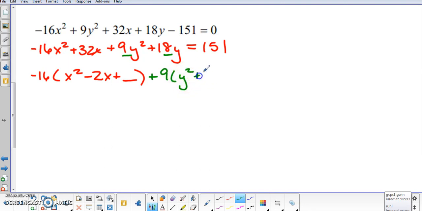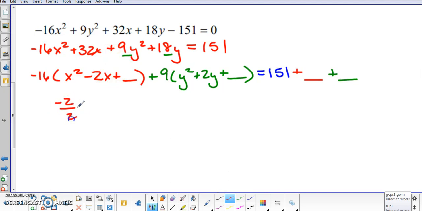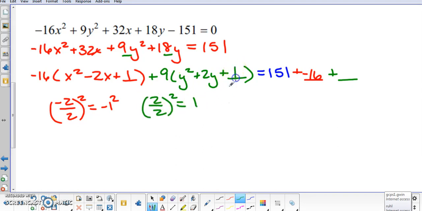So I have y squared plus 2y plus blank. And that's going to get me 151 plus blank plus blank. Alright, so right here, negative 2 divided by 2 squared equals negative 1 squared, so it gives me 1. Then that's going to get me negative 16 times 1, so negative 16. Here, I've got 2 divided by 2 squared, that gets me positive 1. So putting 1 here, 9 times 1, so 9 here.